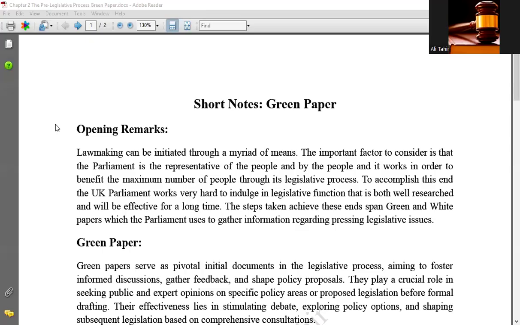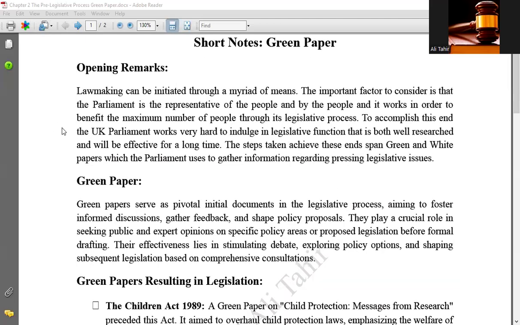To accomplish this end, the UK Parliament works very hard to indulge in legislative function. They will not just dive into the process, they will first stop, look, listen, identify the issues that are plaguing society or the shortcomings of an existing law, perhaps even conduct some research, do some surveys, and then, after they have actually identified a problem, they will proceed in a manner to fix that problem. The steps taken to achieve these ends span green and white papers, which the Parliament uses to gather information regarding pressing legislative issues. So, what is the Green Paper?